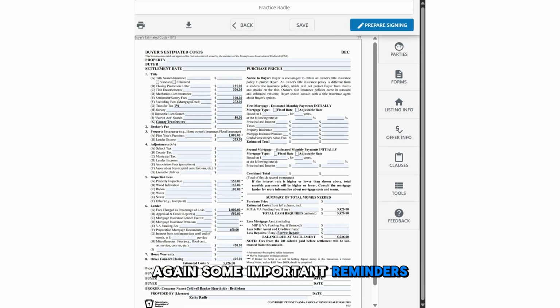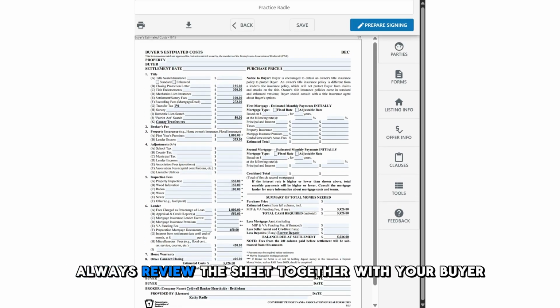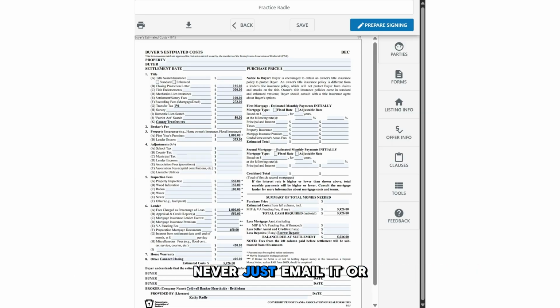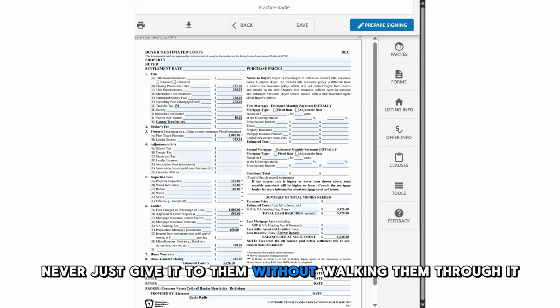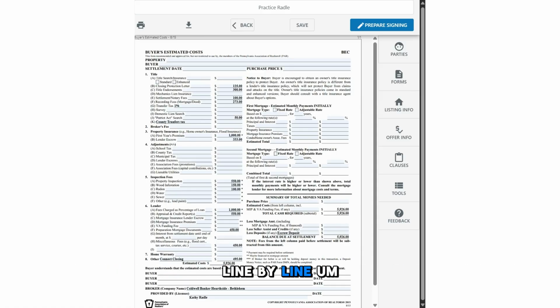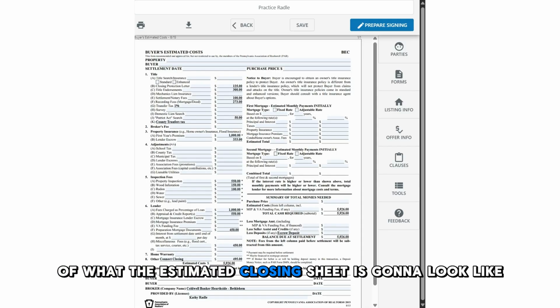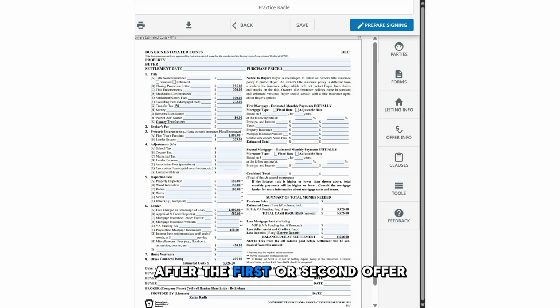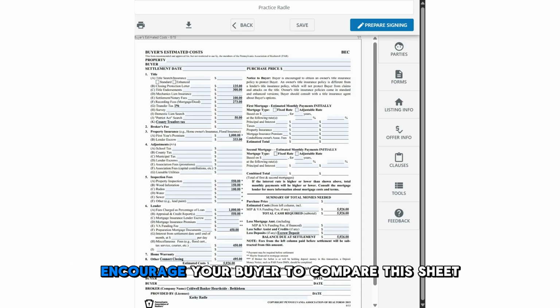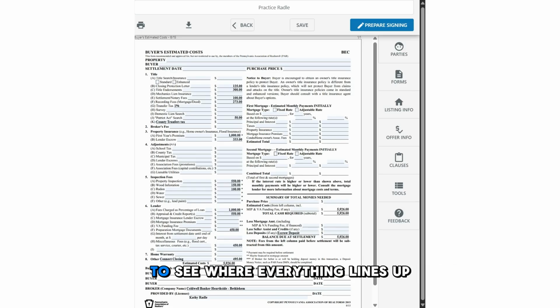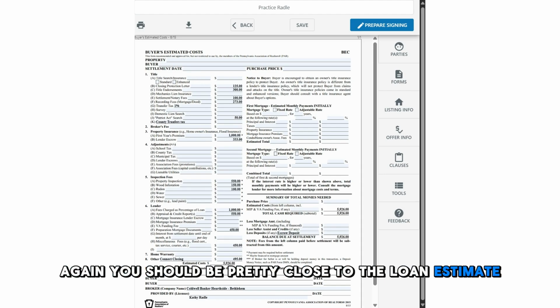Again, some important reminders. Always review the sheet together with your buyer. Never just email it, or never just give it to them without walking them through it line by line. If they're writing multiple offers, they're going to have a pretty good idea of what the estimated closing sheet is going to look like after the first or second offer. Encourage your buyer to compare this sheet with their loan estimate from the lender to see where everything lines up. Again, you should be pretty close to the loan estimate.